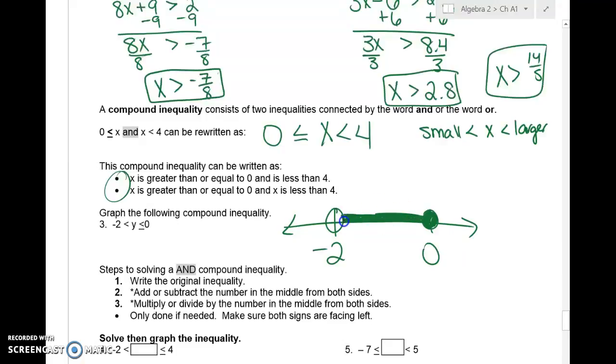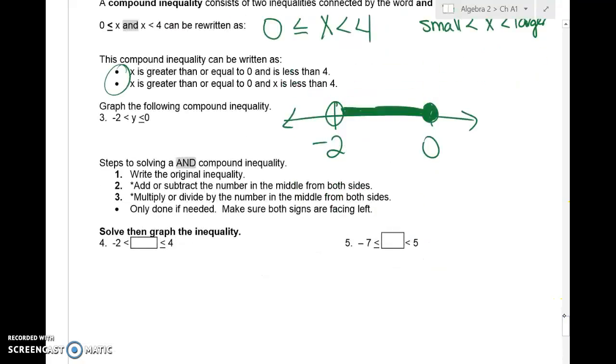An and inequality is two numbers, you shade in between them. To solve an and inequality, theoretically we could split these up into two separate inequalities and solve them separately, but the shortcut, strategically lazy, is to solve it all in one step. So this one is going to be, I'm just going to rewrite it so it's easier for us to see.